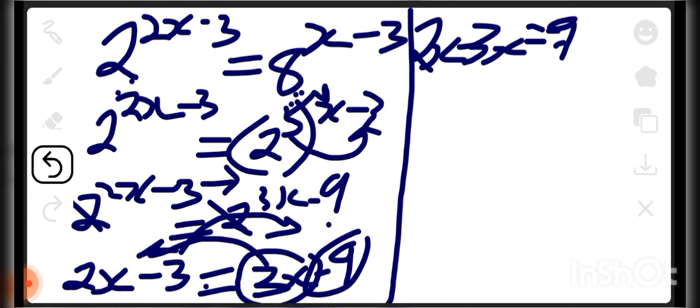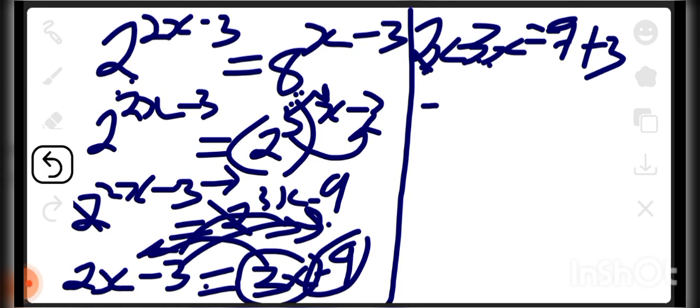Minus 9. Then if this negative 3 crosses this equal to sign, it will change to positive. So plus 3. So 3 will go to this side, will change to positive. So at the end of the day, 2 minus 3, that is still minus 1, because 3 is greater than 1. You are having to borrow to have minus 1.